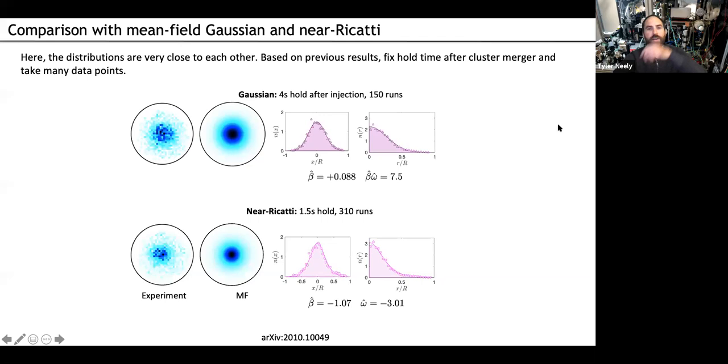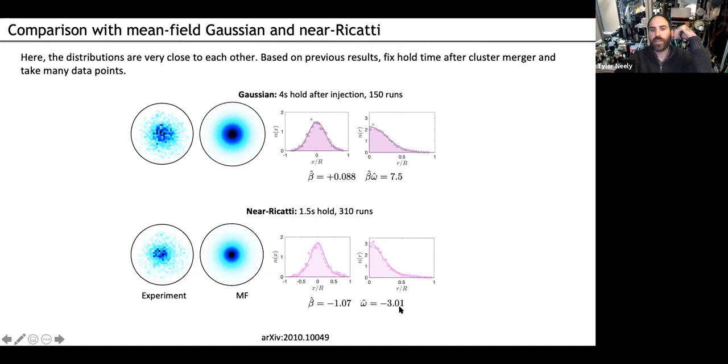This near Riccati state is only subtly different from a Gaussian. And so we really took a lot of data here to try and make sure we had enough experimental data to distinguish the Riccati from the Gaussian. And if you try and fit a Gaussian to this, it doesn't work nearly as well, and vice versa for this case. You can see here again a nice agreement with the mean field results. Now at negative temperature, even though it's this on-axis case, this corresponding value of omega hat.